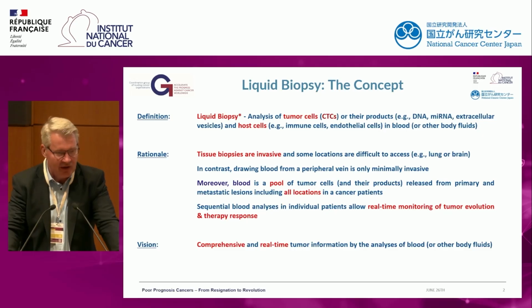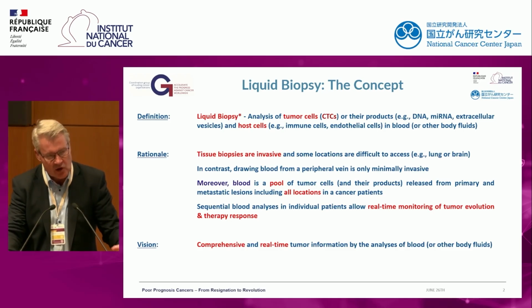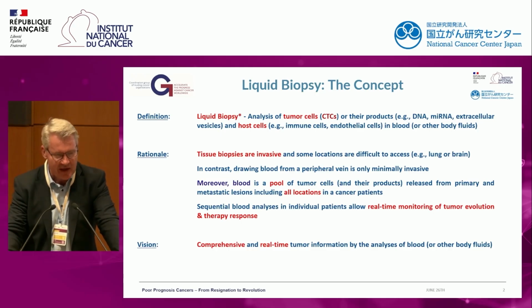I think that we have actually coined this term together with Katrina Lix-Panabier from Montpellier 15 years ago as the analysis of circulating tumor cells in the blood, but very frequently it has been adapted to other circulating tumor-derived products, in particular the circulating DNA fragments, but also RNAs or extracellular vesicles. And we have included also circulating host cells into that definition.